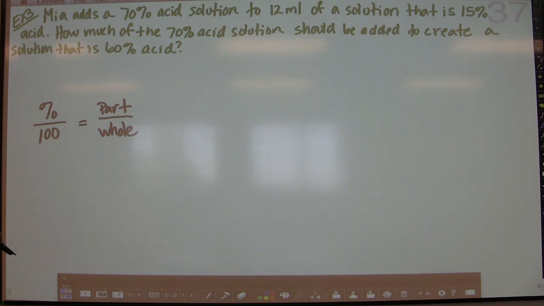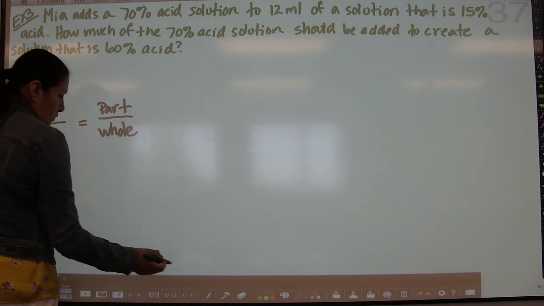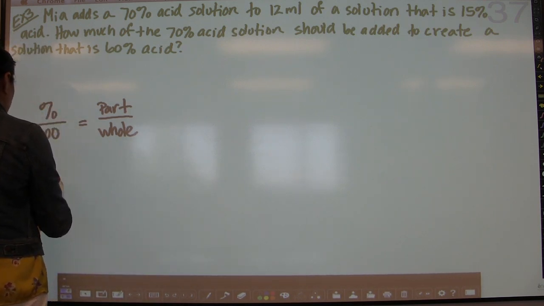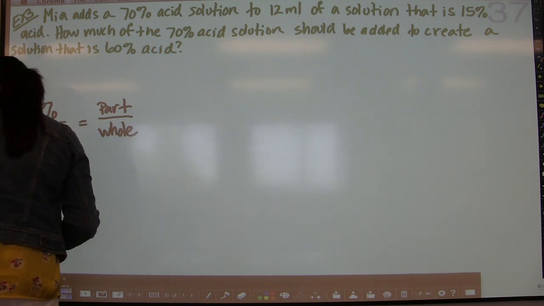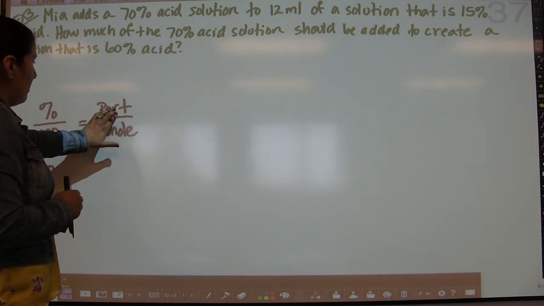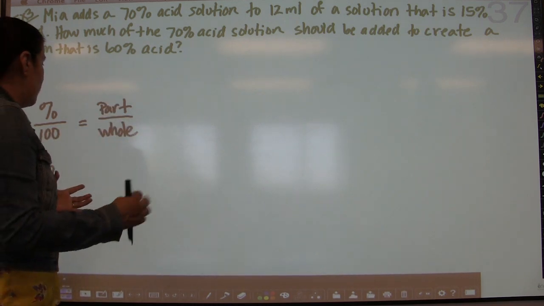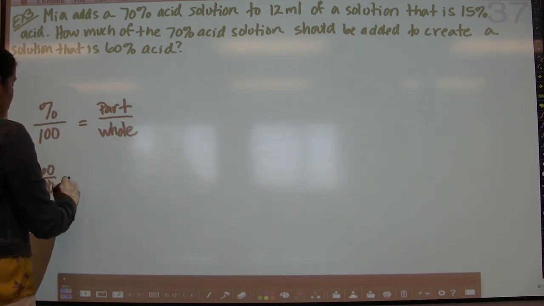Okay? So what we need to figure out is, we know the percent that we want. The percent that we want is 60%. So we can already write out 60 over 100 in this part of our equation. We already know that it's going to be a 60% solution. But what we want to know right now is the amount of acid, because the part is the acid, the amount of acid that we have compared to the entire amount of solution that we have. Okay? So to do that, it's not that complicated.